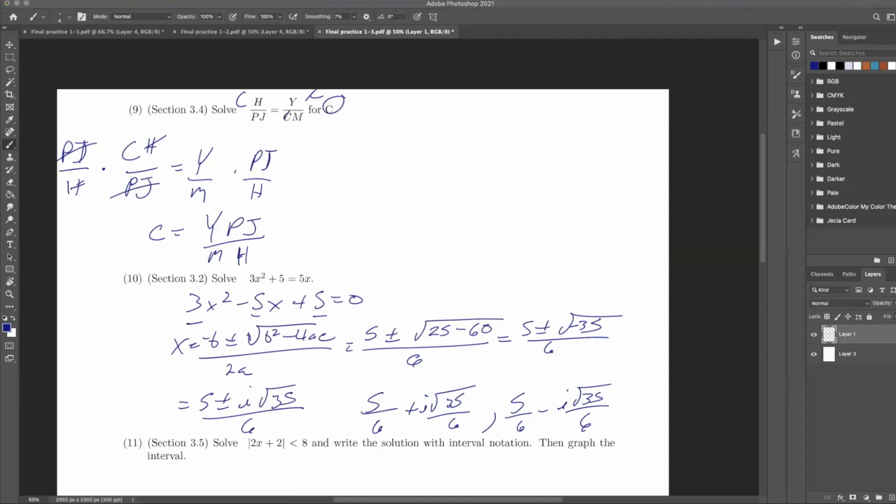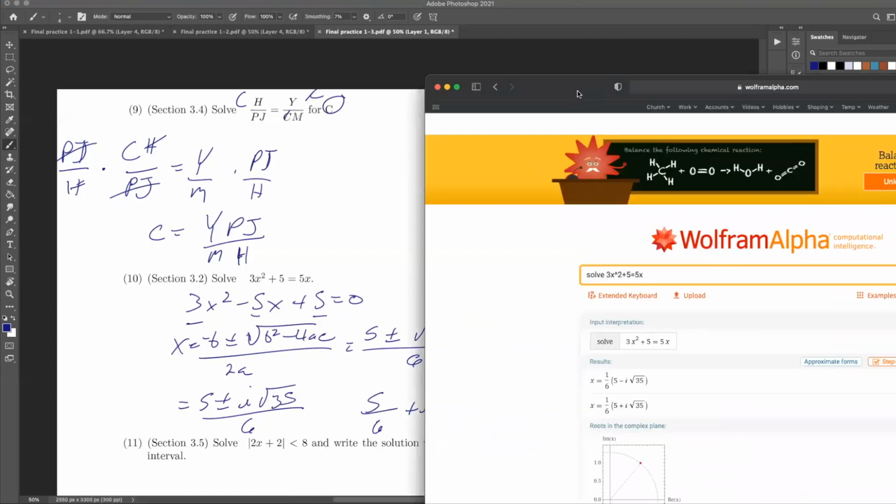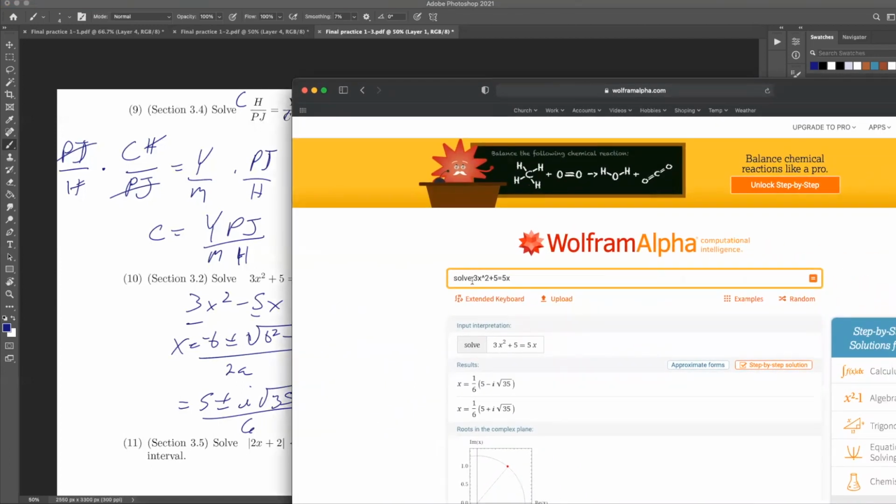If you're wondering how to type it into Wolfram Alpha, I'm pretty sure I did it today. Yes, there it is. All right, so here, if we want to type in Wolfram Alpha, you just type in solve, and then you just type in the original thing, and then it crunches through the result. Notice our result matches the one here, right? You can use solve to solve for anything.